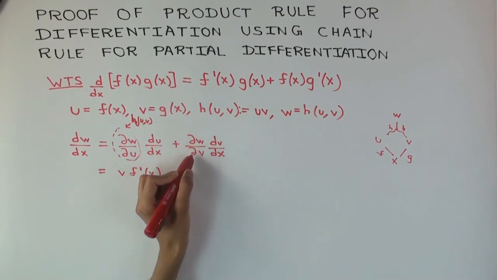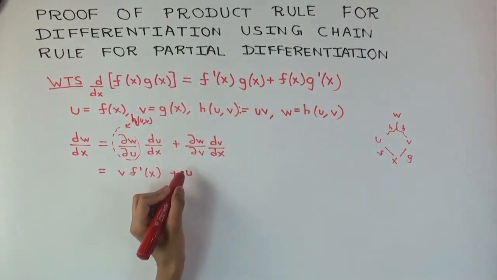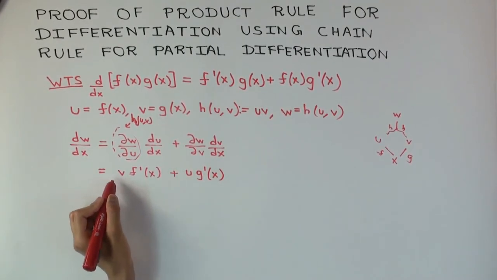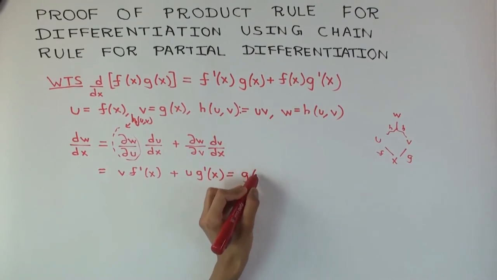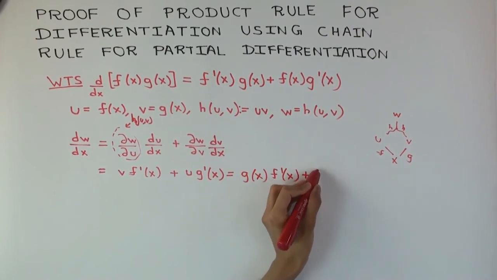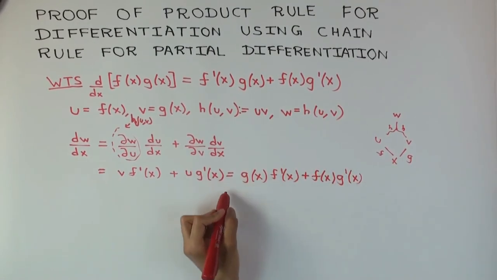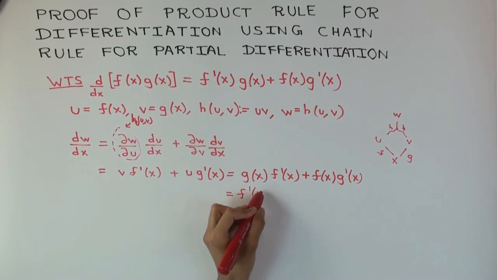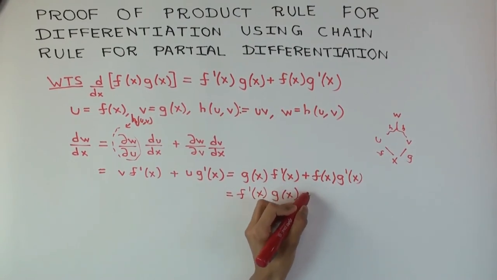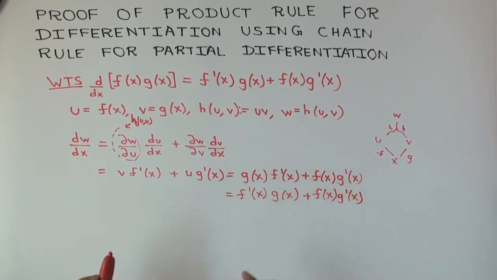plus, what is the partial derivative of w with respect to v? So the derivative of this thing with respect to v holding u constant? u. And then times g prime x. Okay. And now what's v? g(x). And what's u? f(x). Okay. And now if you just rewrite this product in the correct order, you get exactly what you want. Okay, so this is a proof. So we prove the product rule for differentiation using the chain rule for partial differentiation.